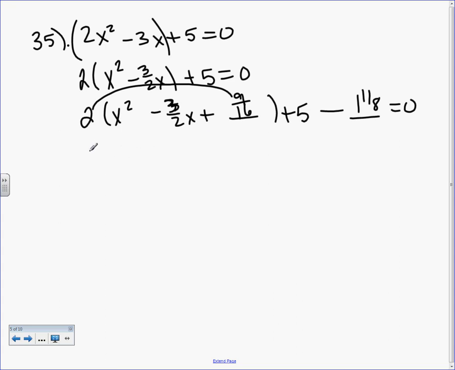You're always going to multiply. Every time. We did it technically with the first ones, but there was a 1 there, so we didn't think about it.